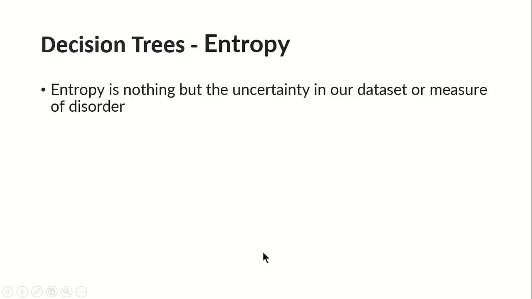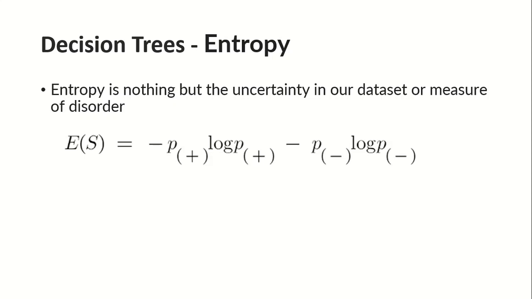Okay, so the entropy is nothing but the uncertainty in our data set, or a measure of disorder, that you might have heard in mechanics also. Entropy is the measure of disorder actually. And this is the formula for finding it out.